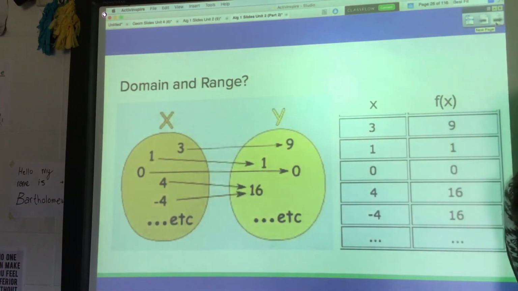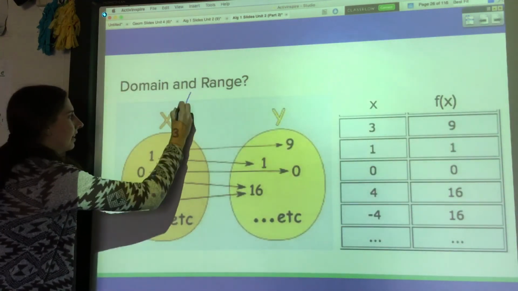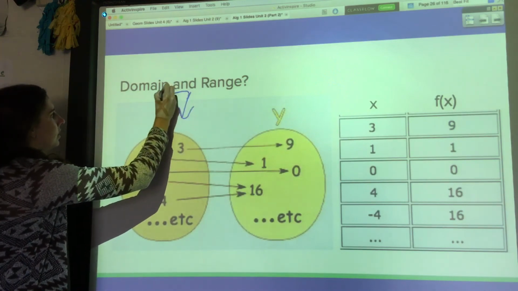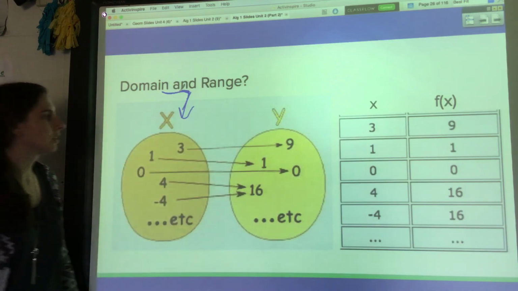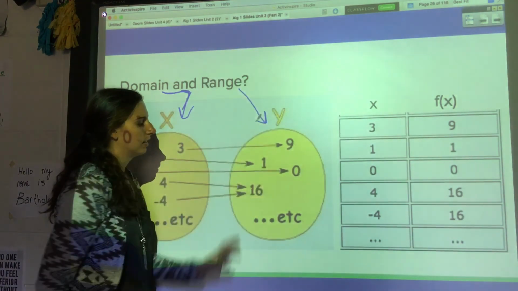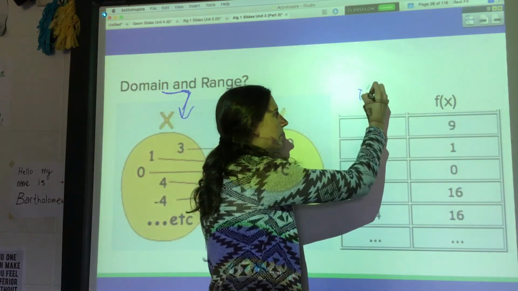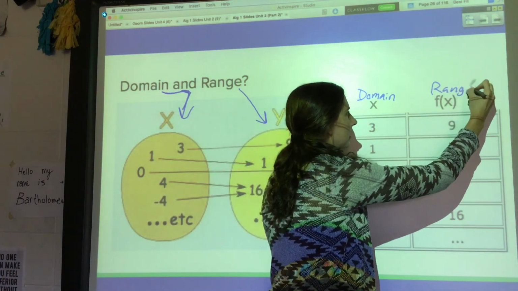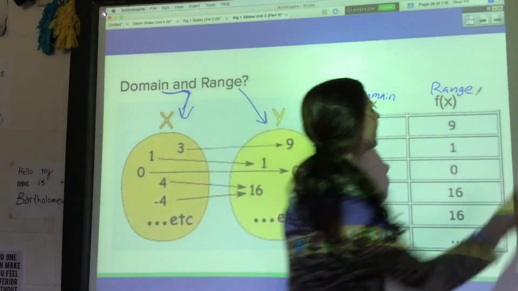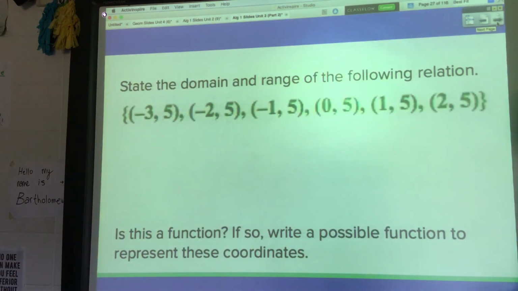It's pretty easy when they give it to you in a table or a map here. The domain of this is, domain. That's the domain, literally all the x values. The range is this, literally all the output or y values. Same thing in a table, that's the domain, and this is the range. They kind of give it to you. Go ahead and try this one, pause the video.